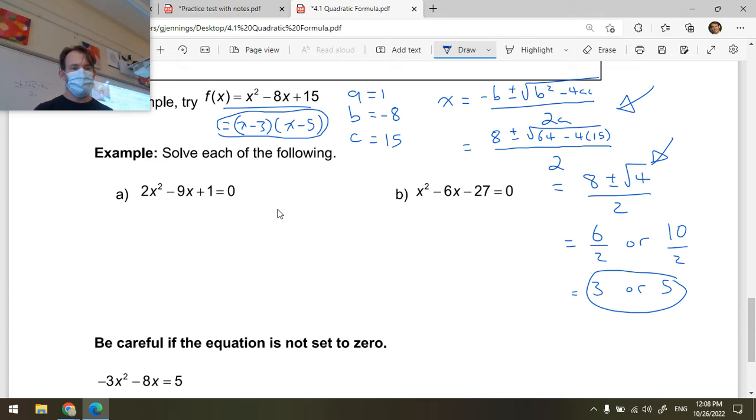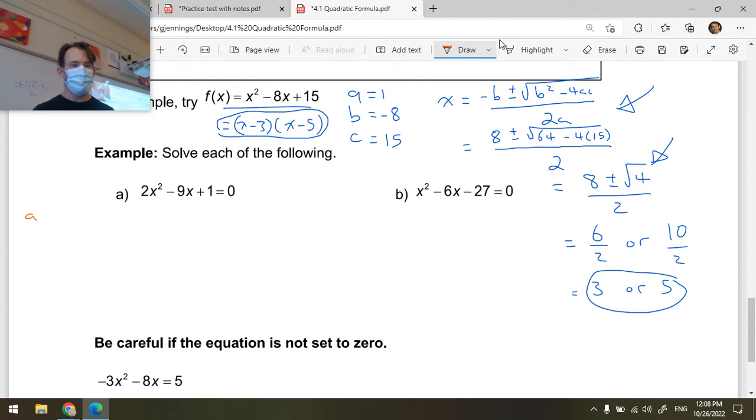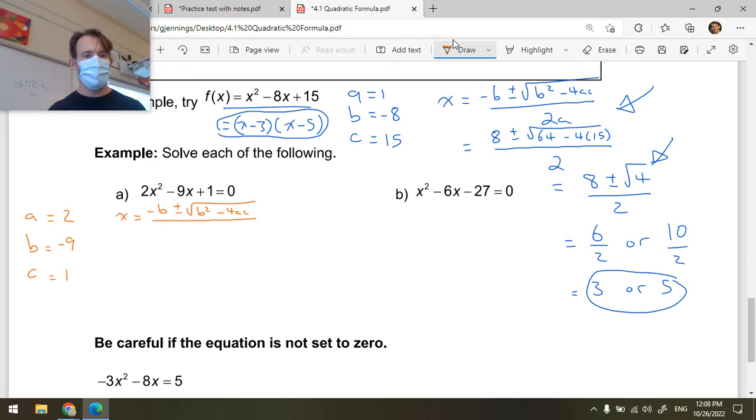Okay, so with these, start with changing the pen color each time. And we make a little chart, A, B, and C. Your A here is equal to 2. Your B is equal to -9. And your C is equal to 1. So let's go. So this one here will be, and then you again always copy it. X is equal to -b plus or minus the square root of b squared minus 4ac over 2a. And then just substitute carefully.